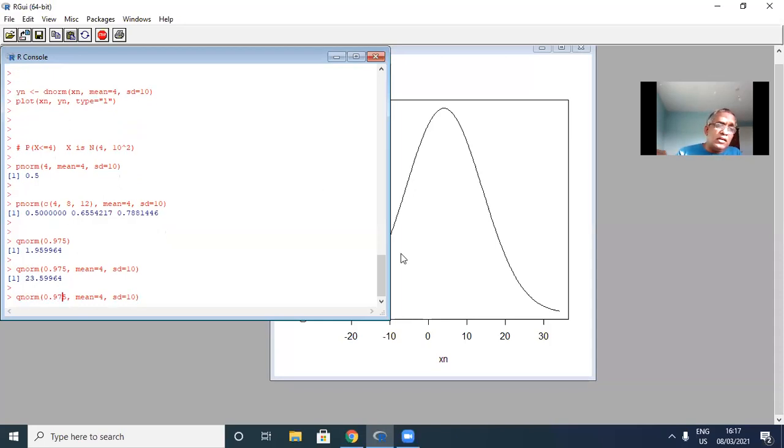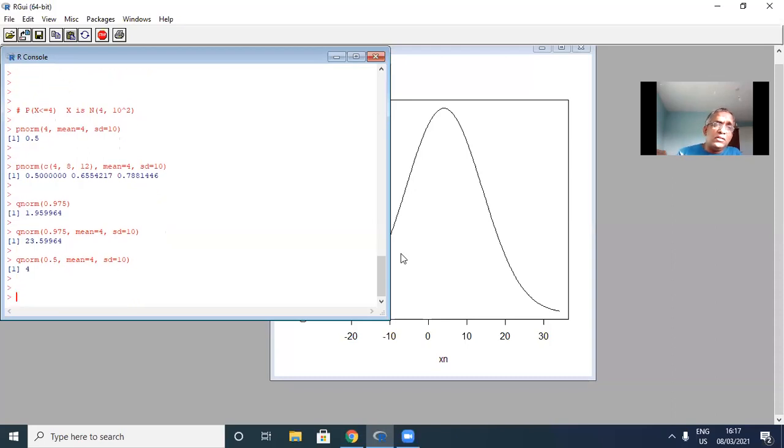And the quantile at 0.5 is 4, as it should be. Remember, 0.5 is the median. For the normal distribution, the mean and the median are equal, so it should be 4, right?